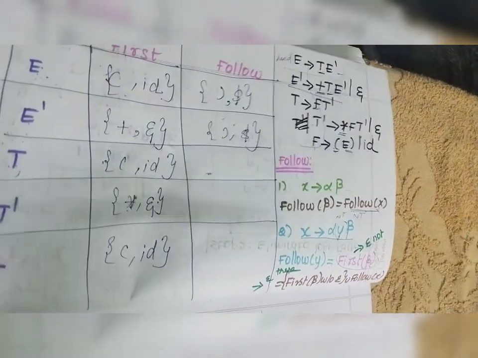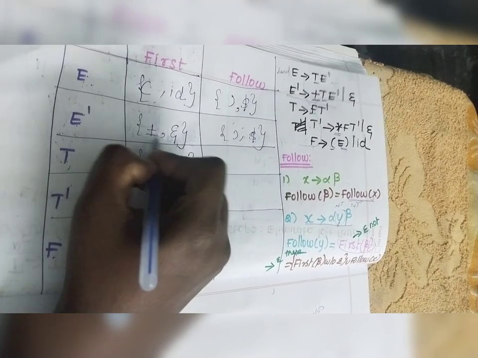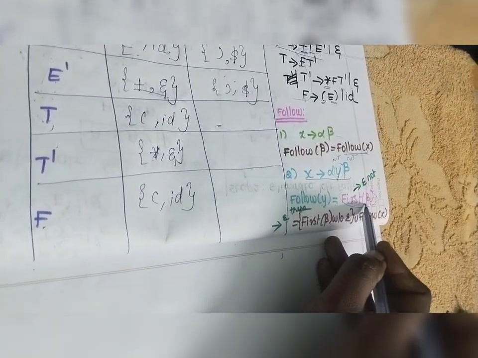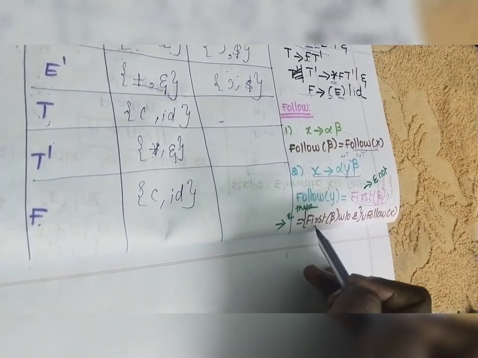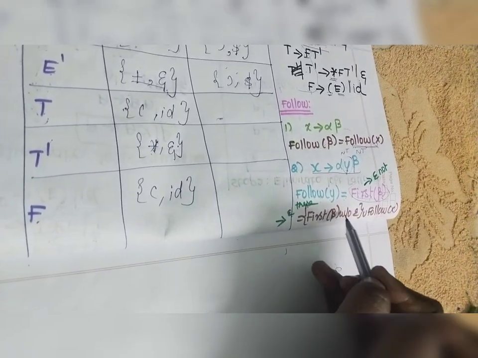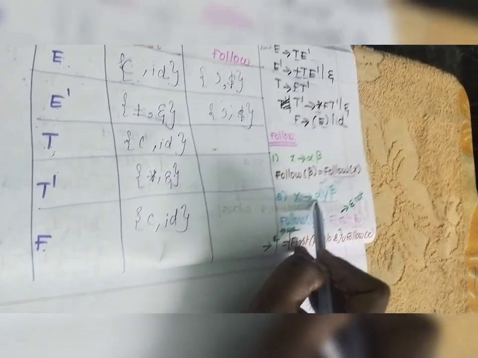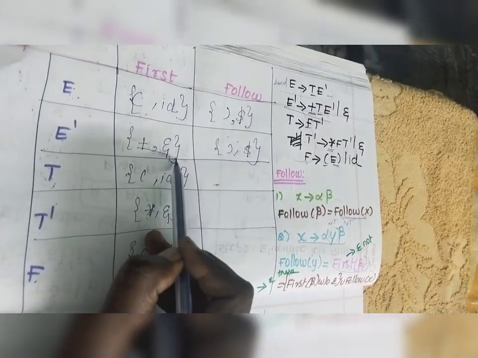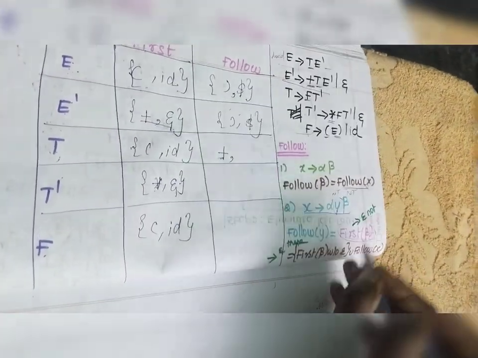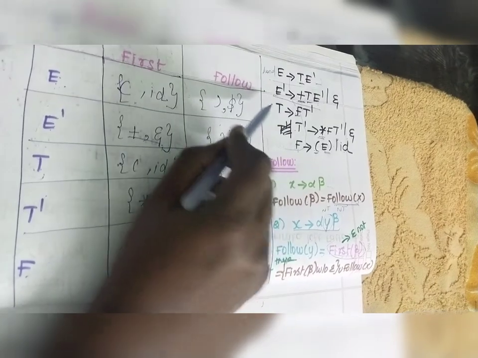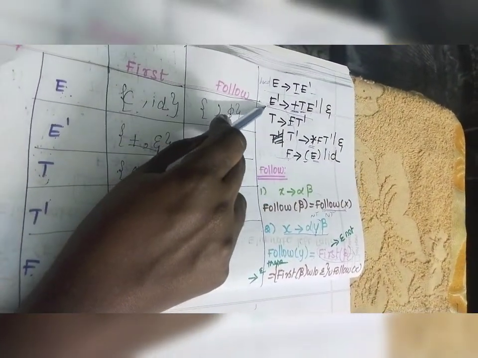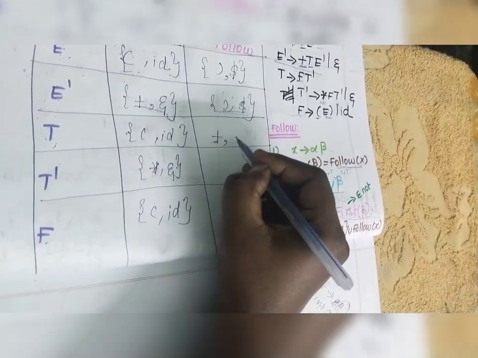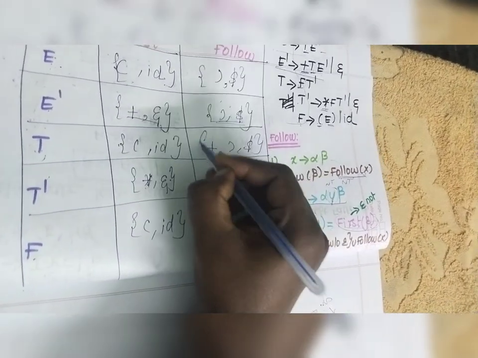The first of E dash you have to check. First of E dash has epsilon. If epsilon is not there, you use first of beta. If epsilon is there, now you have to use first of beta without epsilon. What is beta? Beta is E dash. The first of beta without epsilon, which is plus, and follow of X. Follow of X, you can compare this production, X is E dash. The follow of X is this only. Then you have to additionally write close bracket and dollar symbol.